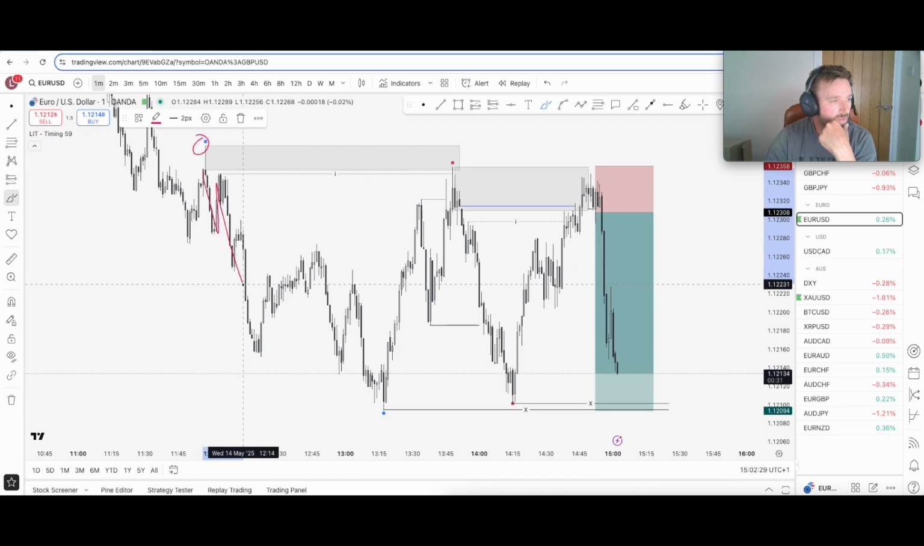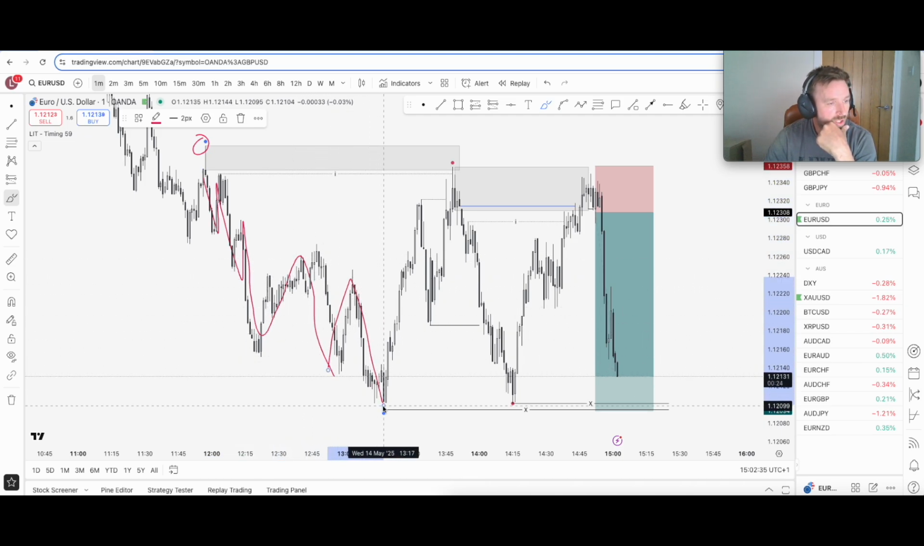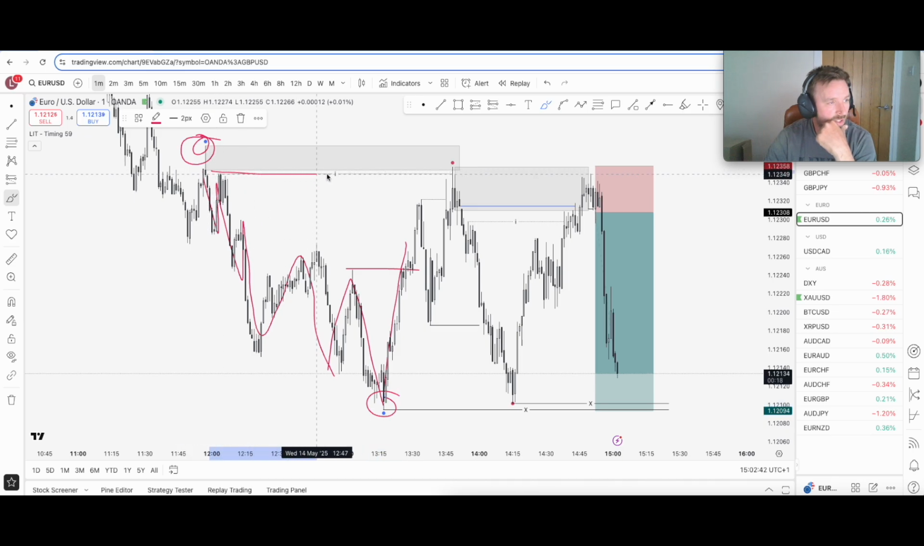We pushed down, we kept pushing down. We have a small retrace, push down, pull back, push down, and then we broke structure. So this is the range from here to here. This is the internal range liquidity.